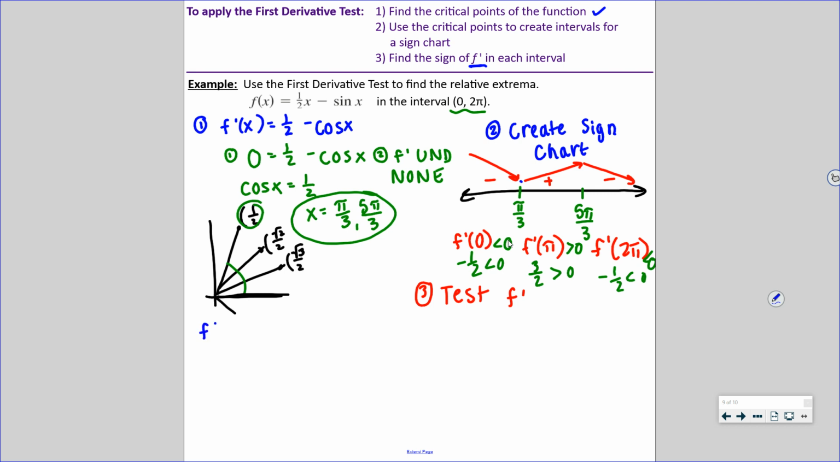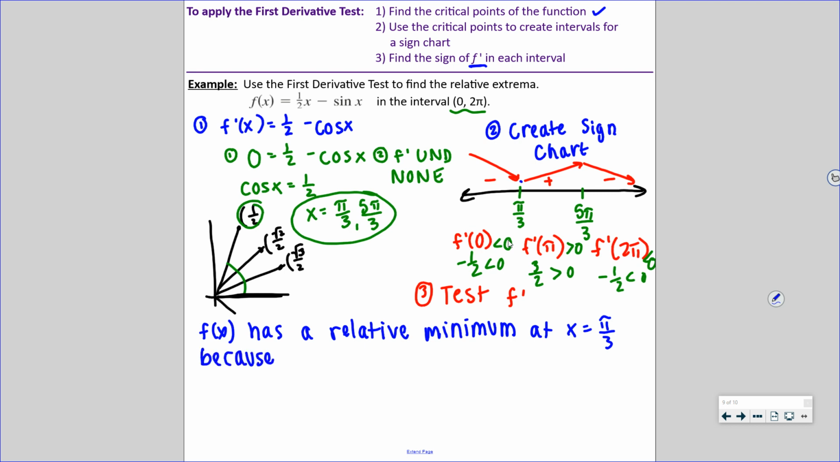So we could say f of x has a relative minimum. It's not the absolute. We just know in that area it's a relative minimum at pi over 3. If they asked for the actual point, you would just plug pi over 3 into the original, right? And you could get the ordered pair, but here's our justification, and this is where I've seen it on AP exams when you're locating relative maximum or minimum using the first derivative test, to justify.